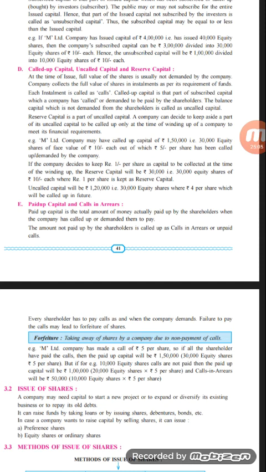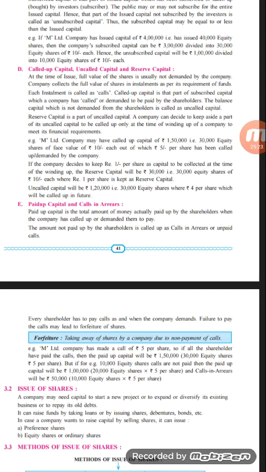So we can say the investor has the maximum duration to pay such an amount on these equity shares. So that is known as the reserved capital. An example is also given here.